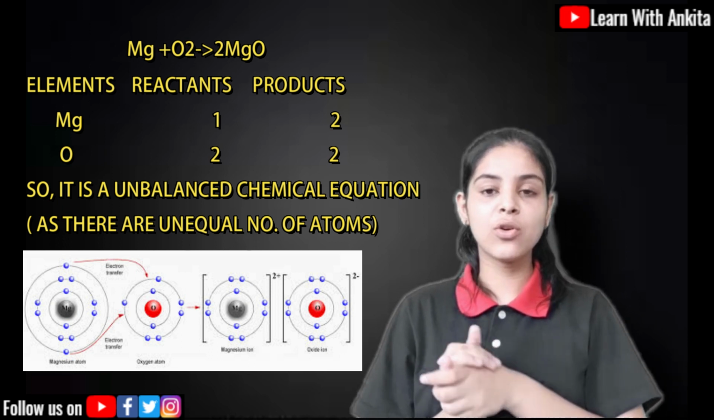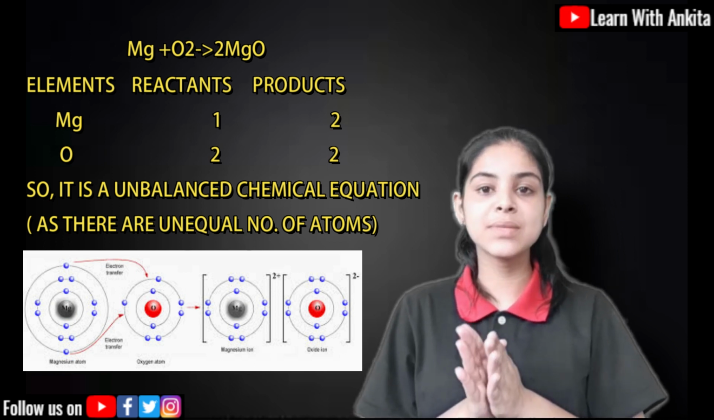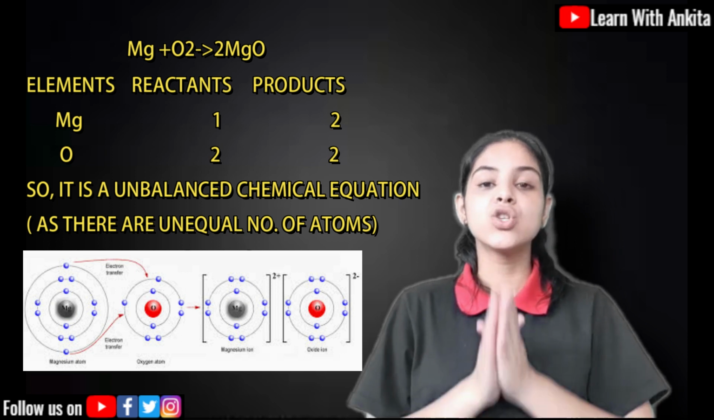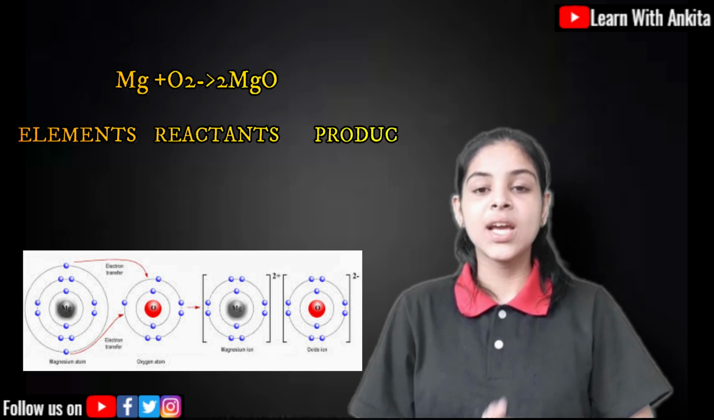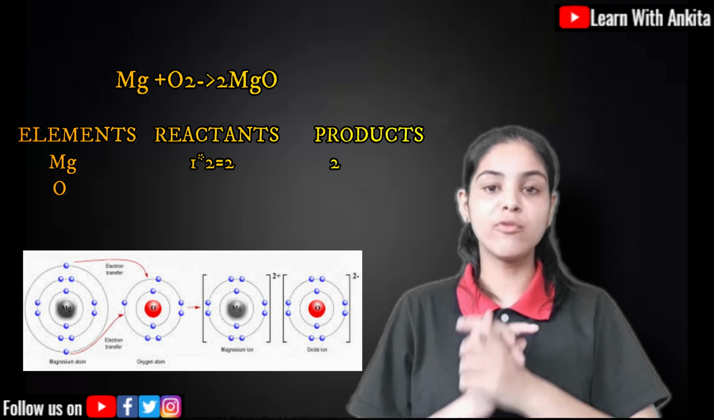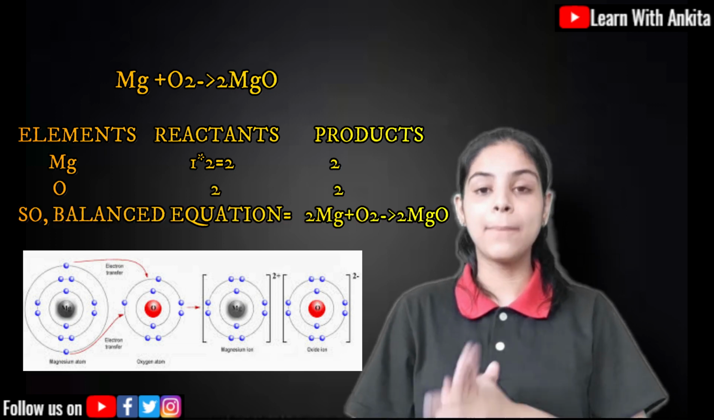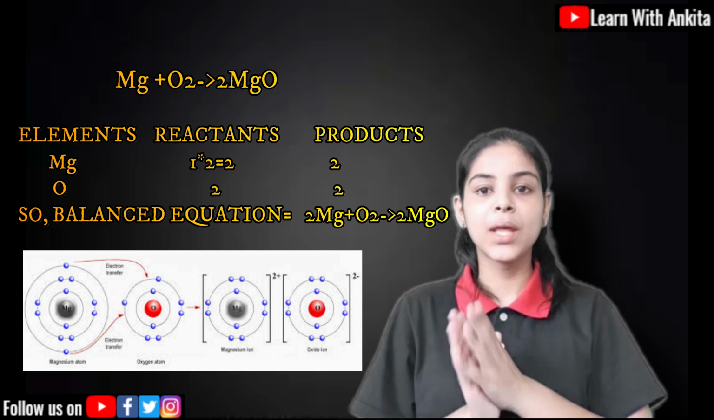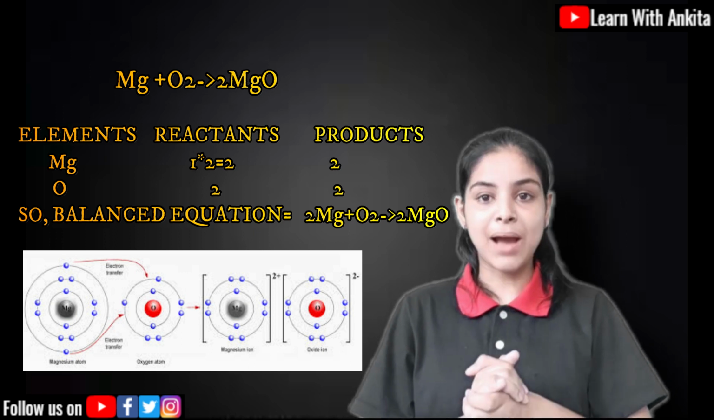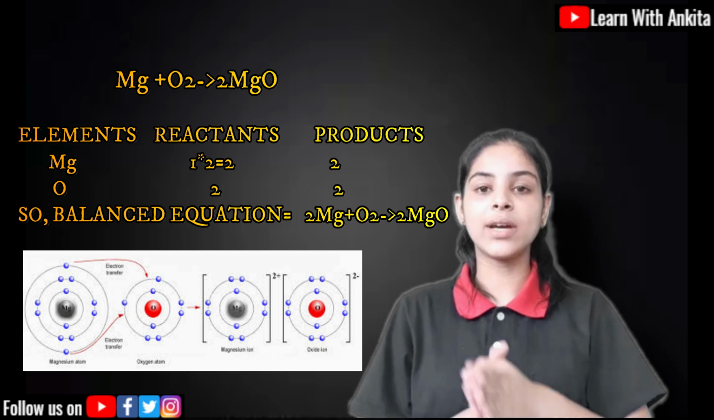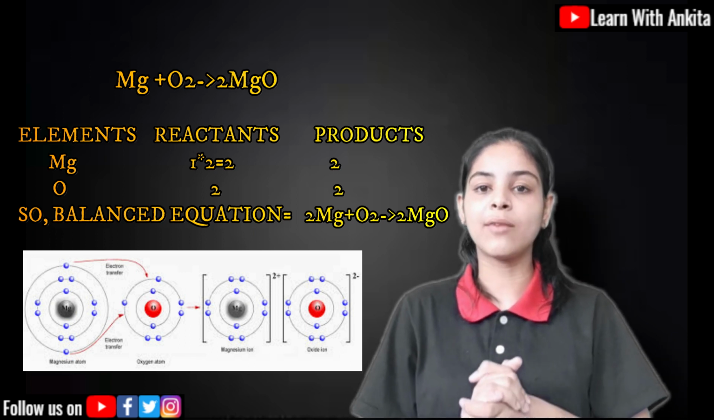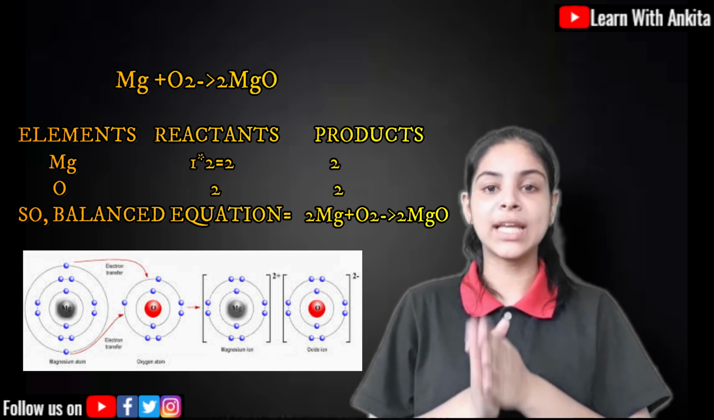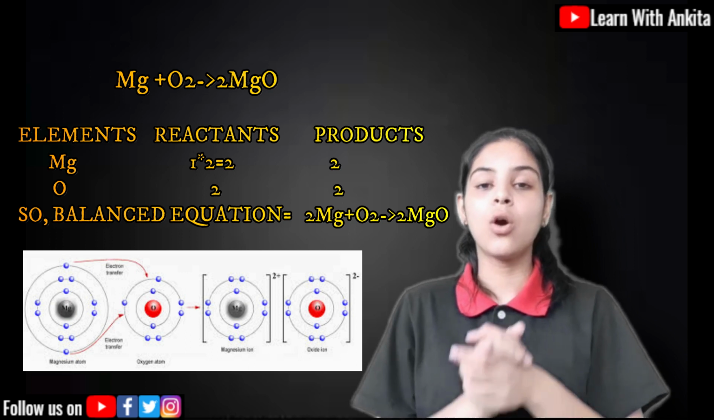So we see that oxygen atoms are balanced, but magnesium atoms are unbalanced. So we have to make it balanced. On the reactant side there is only one atom of magnesium, but on the product side there are 2 atoms. We have to make 2 atoms of magnesium on the reactant side, so we will multiply by 2 on the reactant side.